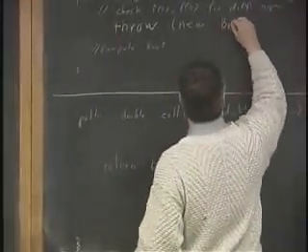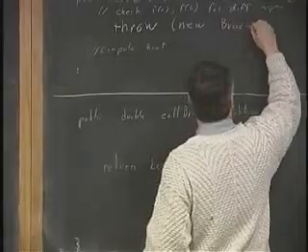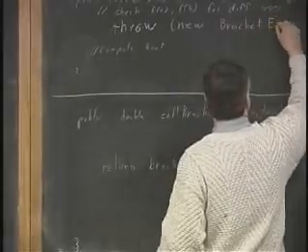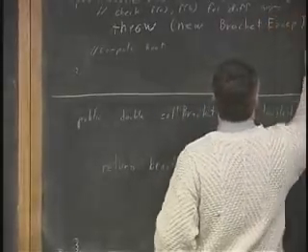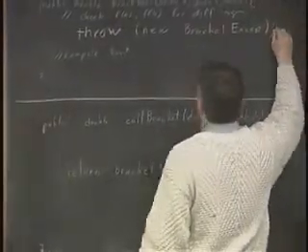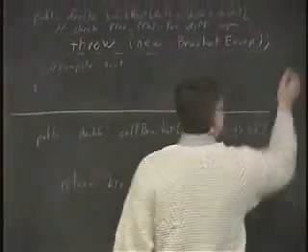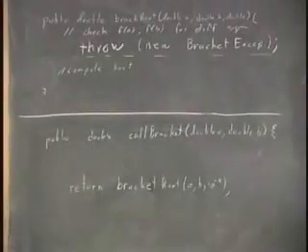And we have to make something to throw. We need to throw an instance, so we have to make a bracket exception. All right. This is the standard line of code to throw an exception in Java.